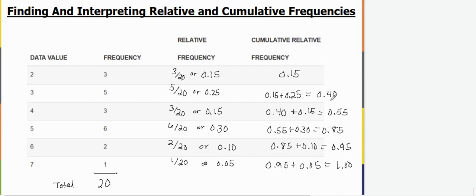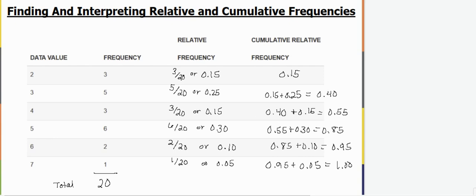And notice, because we're doing a running tally and our highest value is 7, 100% of the data must be less than or equal to 7, because that's our highest value. So this cumulative relative frequency is just letting us know how much of our data is less than or equal to whatever data value we're looking at. So we just look at the value in the row, and then we'll see how we can use this column to figure out how much of the data is less than or equal to 6, for example.